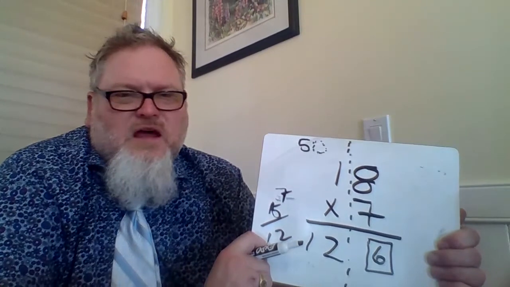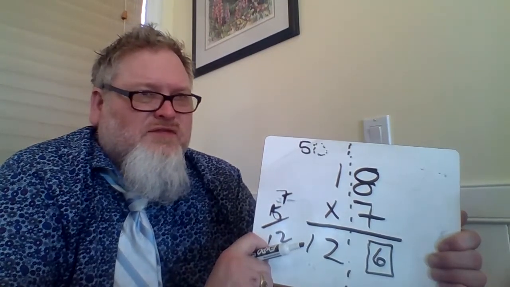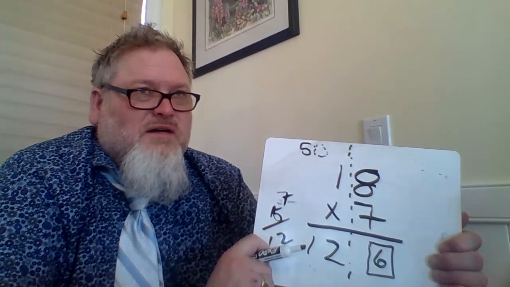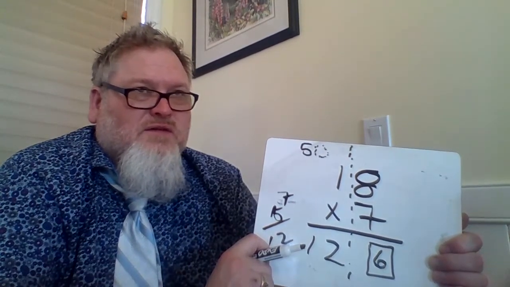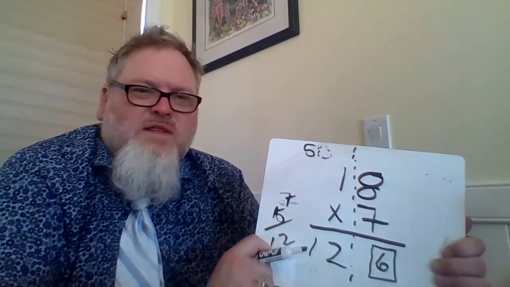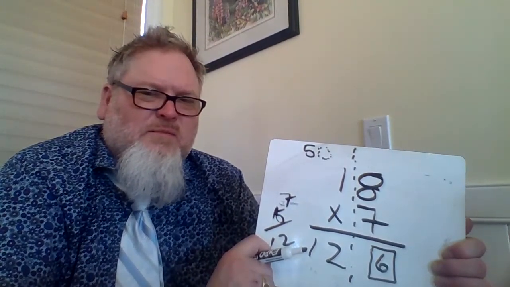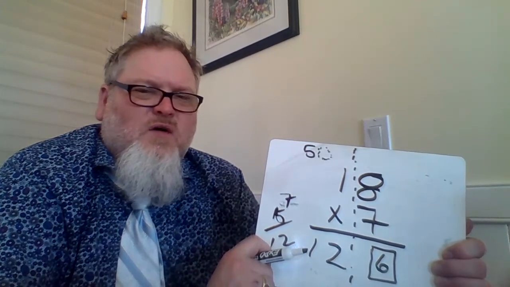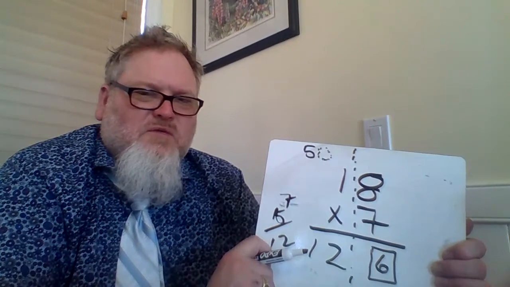126. I was thinking 20s, and I don't know why, because I was going 5 times 20 is 100, 6 times 20 is 120. So I was counting by $20 bills. So that's where I made that mental mistake, but there it is. 7 times 10 is 70, plus the 50, 126.